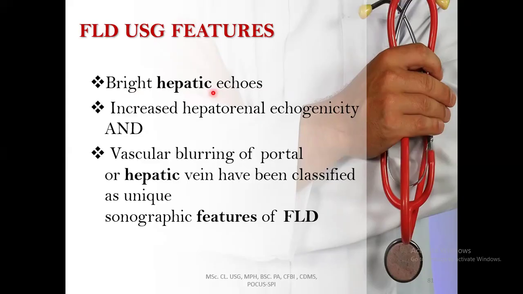Bright hepatic echoes, meaning that part of the liver will show what? Hyper, because of a deposit of fat. Vascular blurring, you see, the portal veins, hepatic veins, diaphragm may be blurred because fat has been what? Deposited on them. So you may not see them clear as in a normal liver.